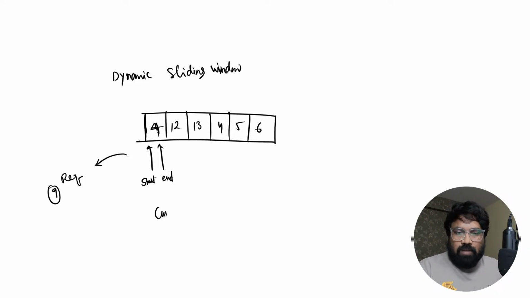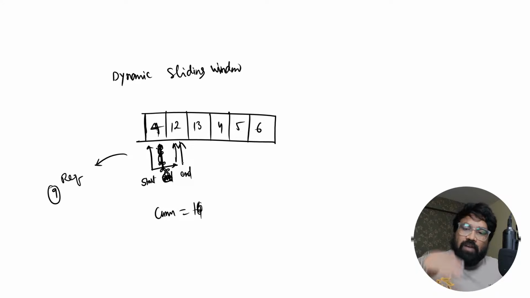Okay. So start and end will be at the same place, so the current sum will be equal to 4. 4 is less than the required, right? So whenever it is less, the end will be moved here. Next, both will be added, and it is 8, 16 now, which is more than 9. So whenever it is more than the required, the start will be moved to the next place. Like this, whenever it is more than the required, the starting pointer will be moved, and the end pointer will be moved whenever it is less.